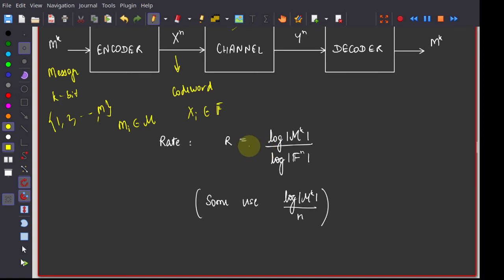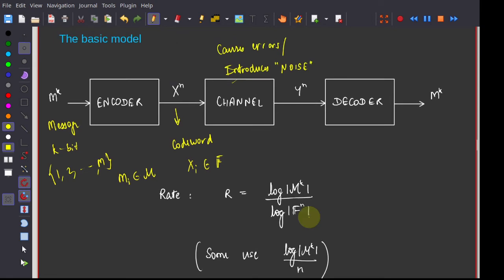And again, there's a little bit of difference in how the rate is defined from one reference to another. So some books define the rate as log of the number of possible messages divided by log of the number of possible code words. Also, some of them just use 1 over n times log of the message space. Okay. So I'll explicitly say which definition I'm going to use, because different references are going to use different definitions. So don't be confused. Right, so that's the basic model that we'll follow. So let's look at each of these blocks one by one.